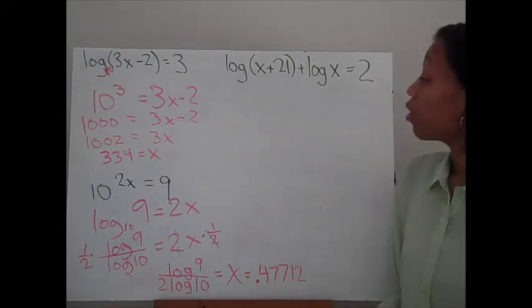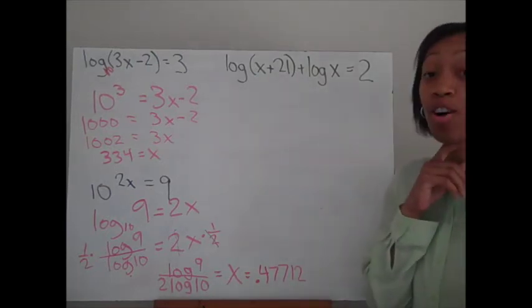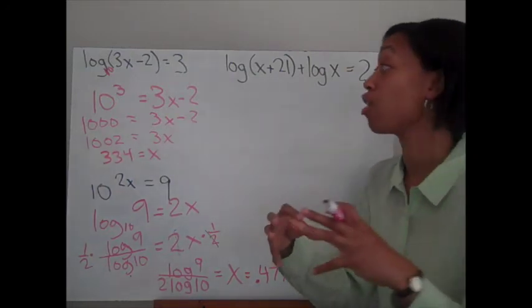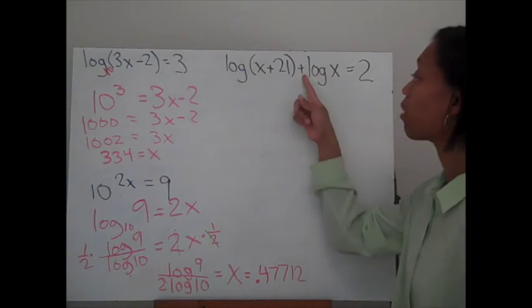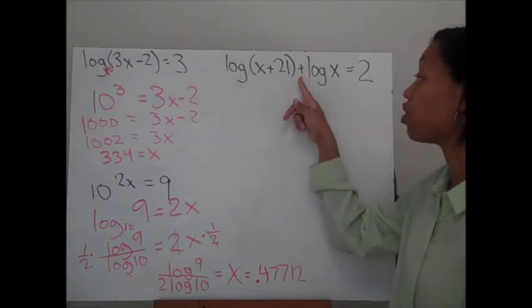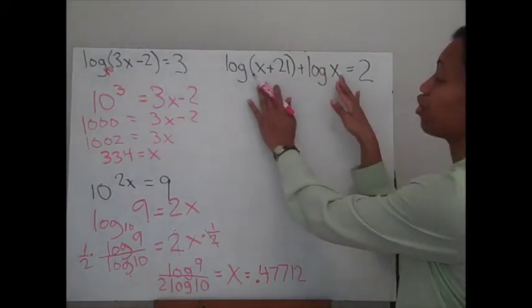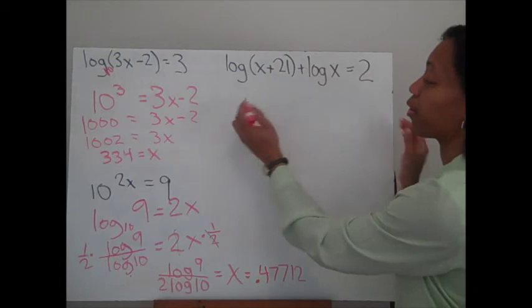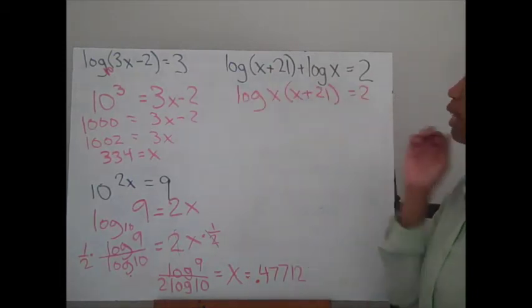0.47712. In this last example, before I solve, I need to condense the logs into one piece. So I need to condense the logarithms here. I have a plus in between. Well, plus when I'm condensing becomes multiplication. So I'm going to multiply the two different log parts together, and now I have combined this into one log.